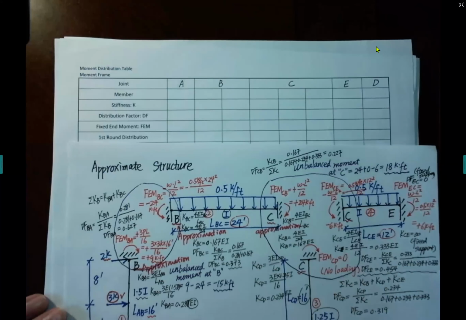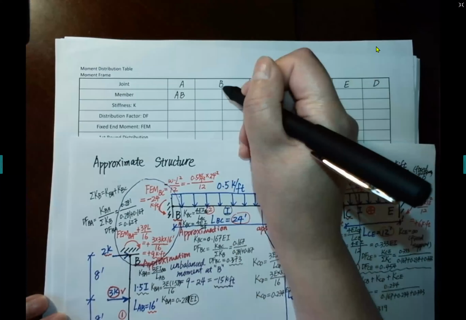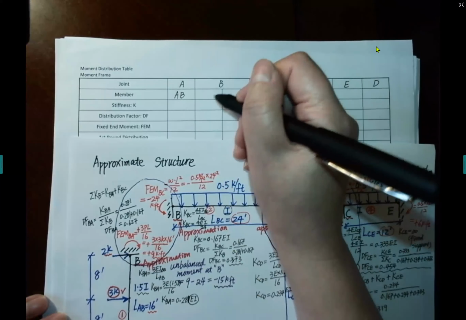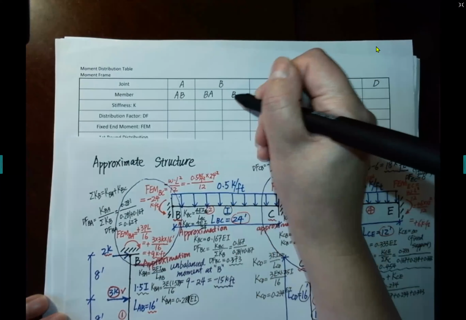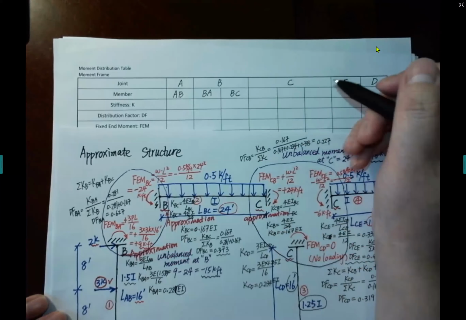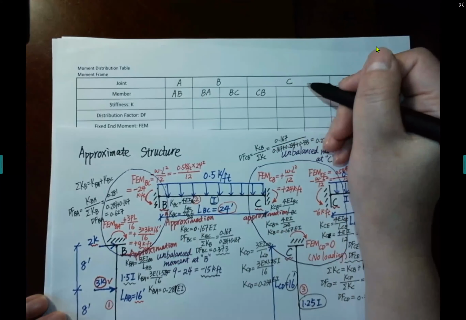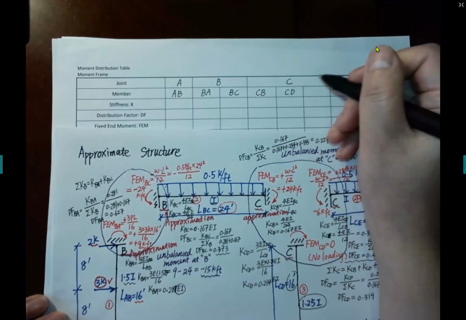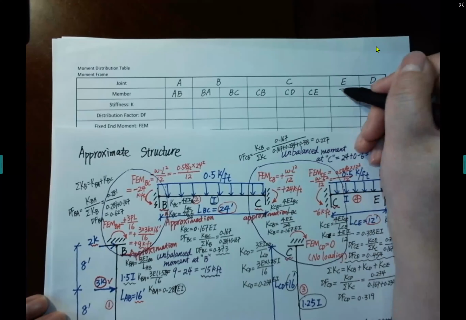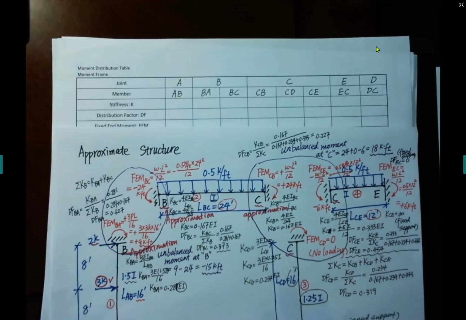After putting in the joints, I put in the members. For A, the member connected to joint A is AB. At B, we have two members, BA and BC. BA and AB are the same member. At joint C, three members: CB, where BC and CB are the same member, and CD, CE. At E, EC, and at D, DC. Those are the members connected to each joint.